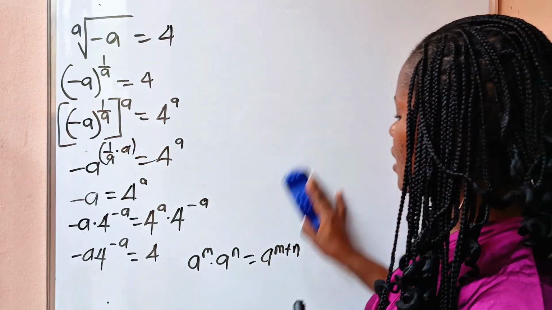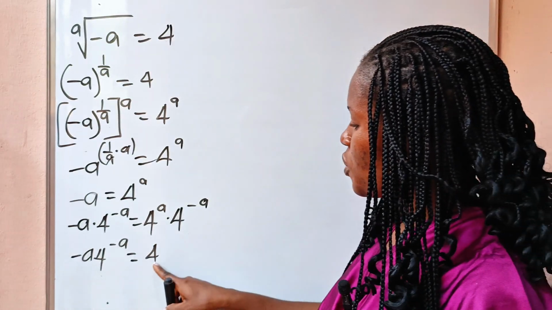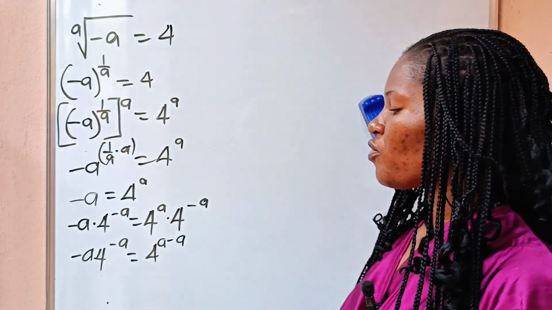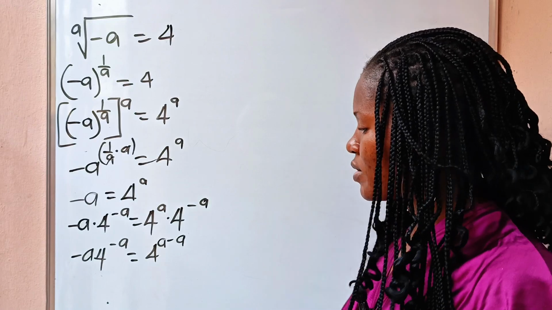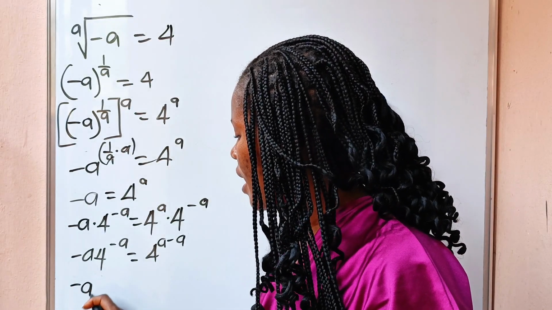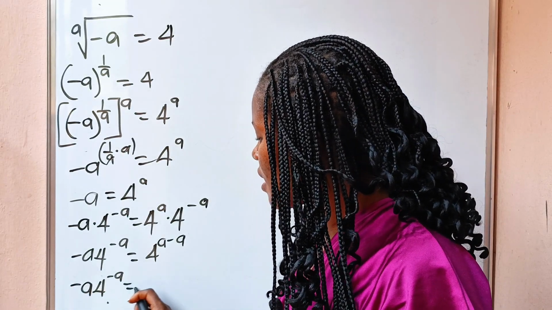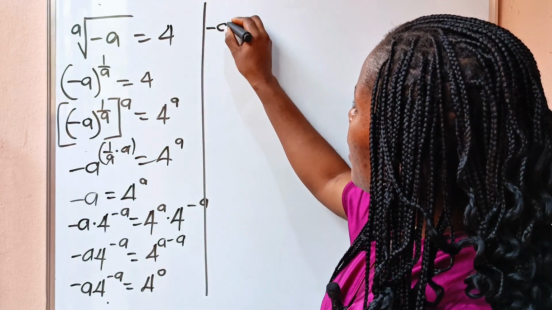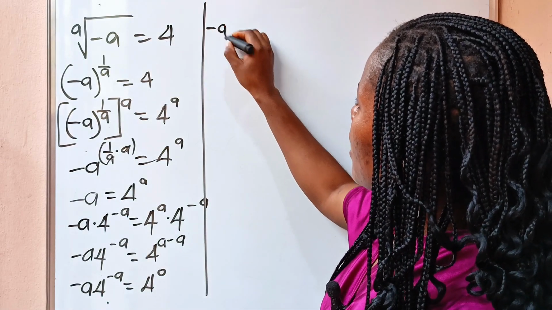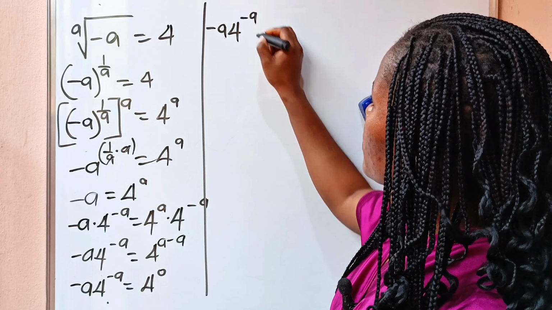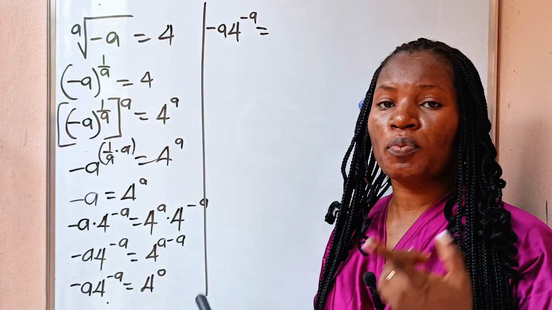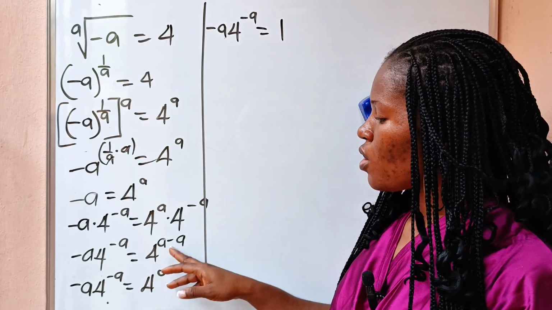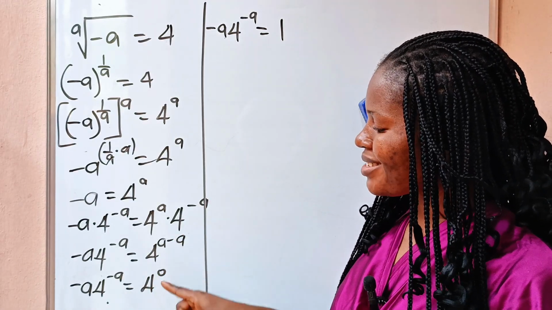So that means that the right hand side can be written as: we pick 4 and we add the powers a, and plus minus will give us minus, so it's going to be 4 raised to the power of a minus a. Now we are going to have minus a 4 to the power of minus a is equal to 4 to the power of 0. So we have minus a multiplied by 4 to the power of minus a is equal to, now any number to the power of 0 is 1, and that is exactly one of the reasons why I introduced 4 to the power of minus a to both sides, so that I'll get a number here.